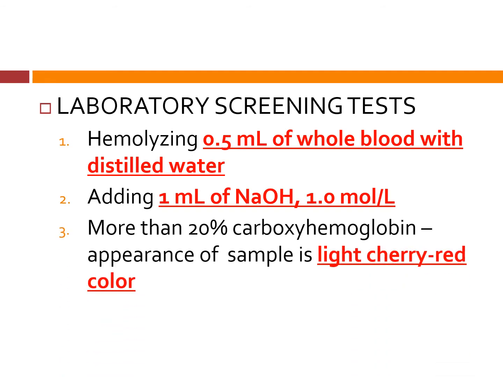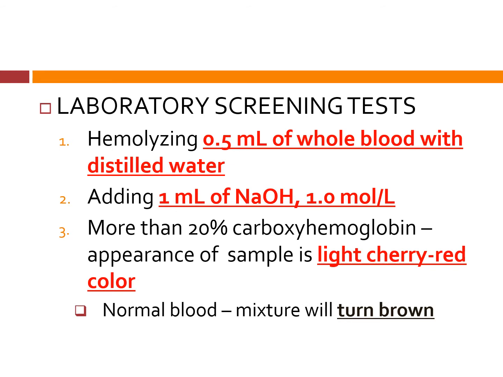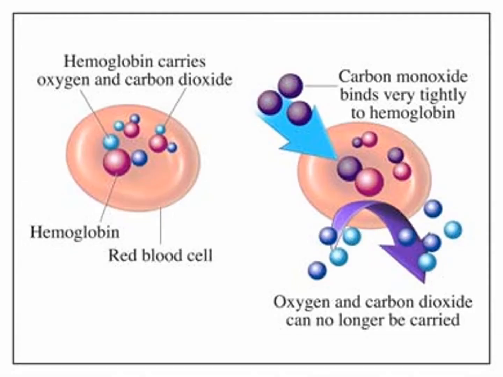So more than 20% of carboxyhemoglobin can appear red, or light cherry red. But if the blood is normal, there's no carboxyhemoglobin, it will turn brown. So that's how you identify that your sample or the patient has been poisoned with carbon monoxide, through that particular procedure.